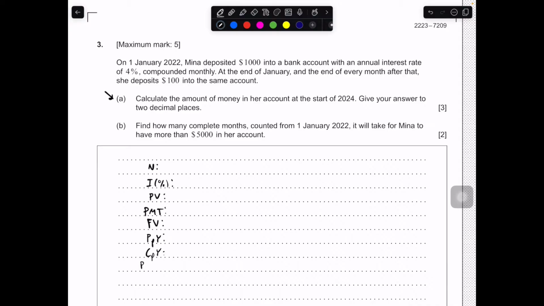So when are you making your payments? By and large, you might get a rare question where this isn't the case, but by and large, payments are made at the end of the month. The bank pays you at the end of the month, at the end of the year, and so on.